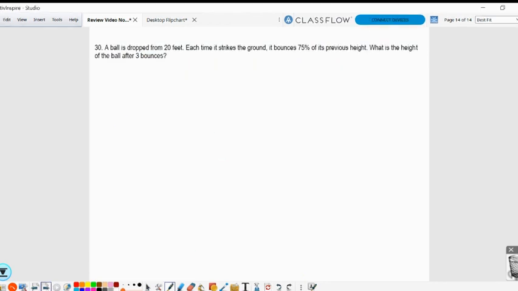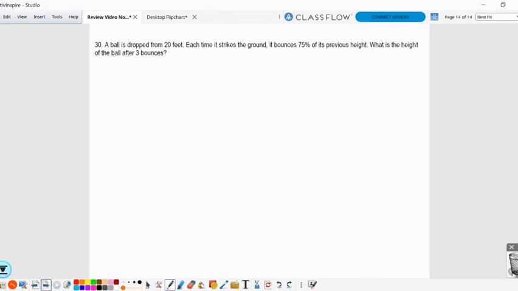And our last word problem: a ball is dropped from 20 feet. Each time it strikes the ground, it bounces to 75% of its previous height. What is the height of the ball after 3 bounces? So if it drops from 20 feet, we don't know how far it's going to bounce the first time. We do know it will be 75% of 20. So we do not know the first term, but we have enough information to calculate that.